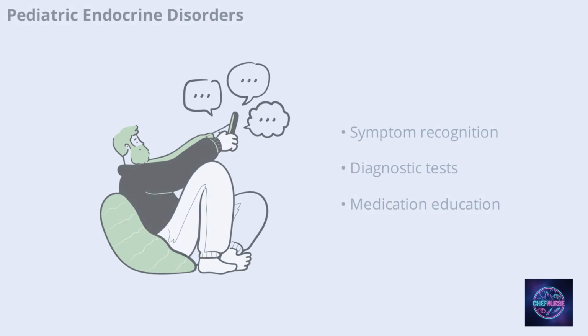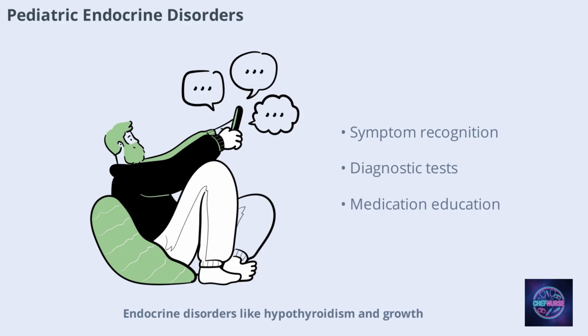Endocrine disorders like hypothyroidism and growth hormone deficiency can impact growth and development. The NCLEX may test your knowledge of symptoms, diagnostic tests, and treatment options. Monitoring growth parameters and providing medication education are key nursing responsibilities. Early recognition and intervention support optimal outcomes.